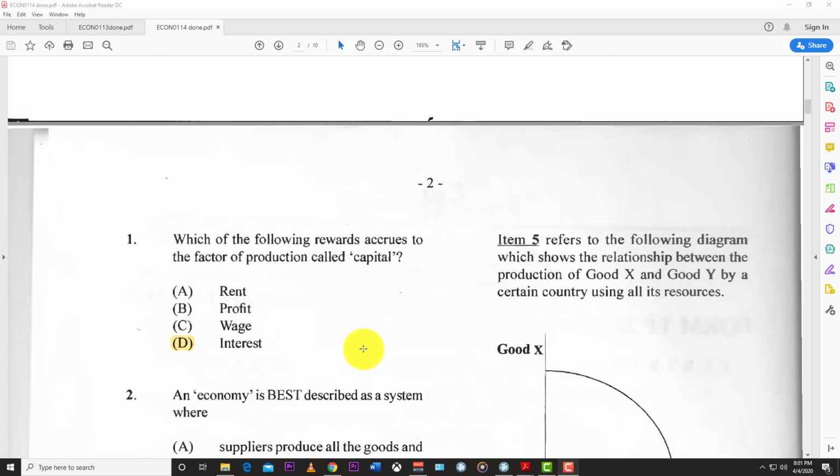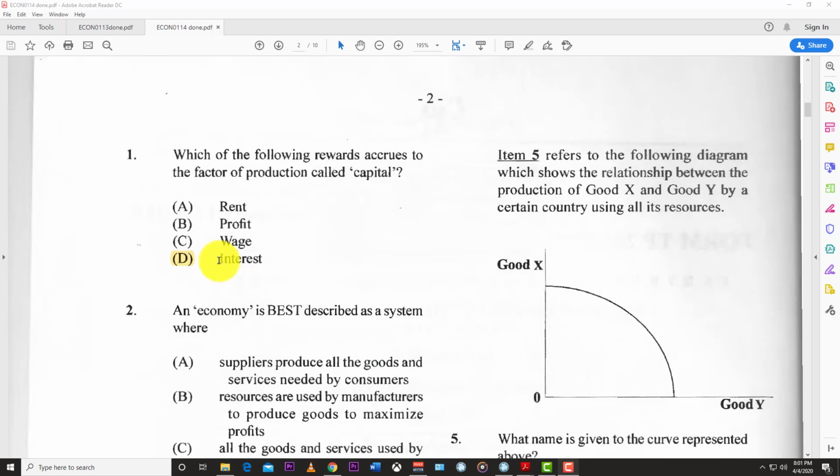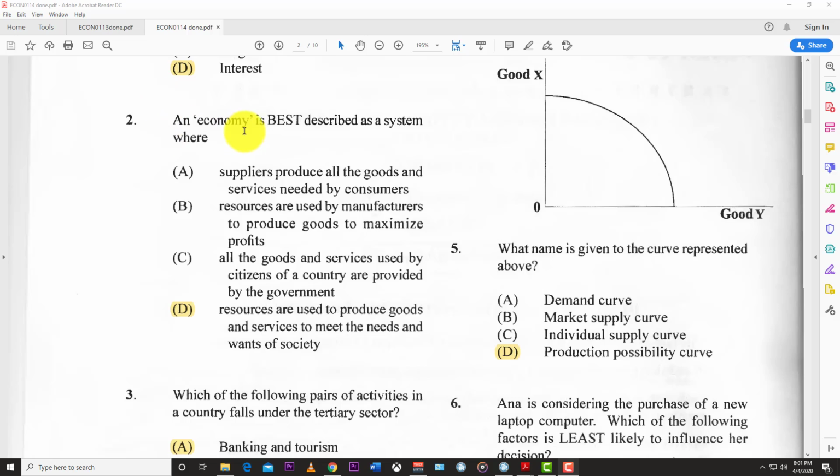Let's get into it. Number 1, which of the following rewards accrues the factor of production called capital? And the best answer here is D, interest. Number 2, an economy is best described as a system where, and the best answer here is D, resources are used to produce goods and services to meet the needs and wants of society.